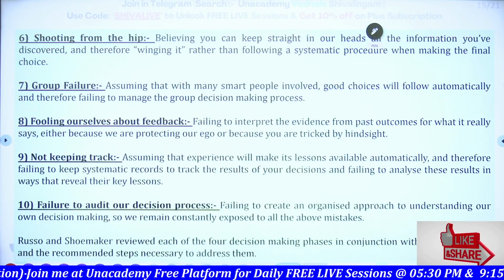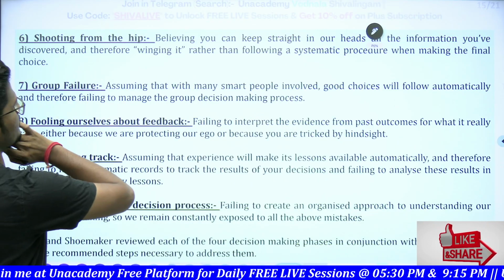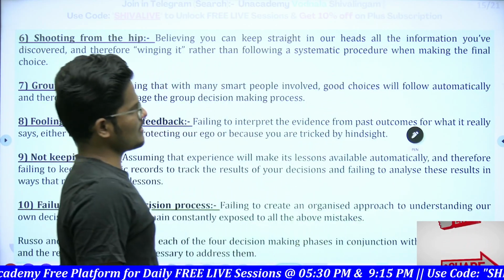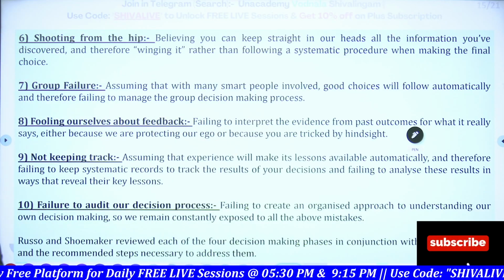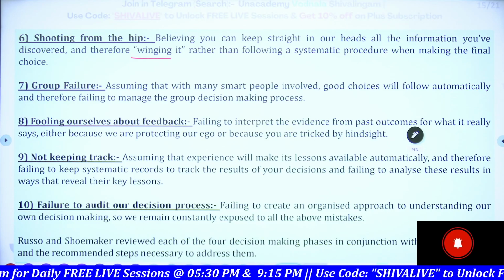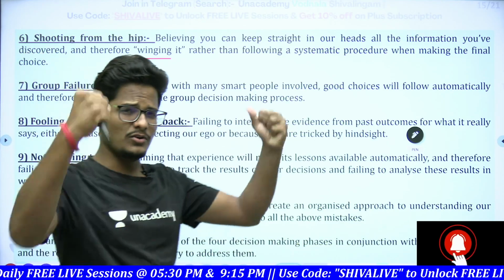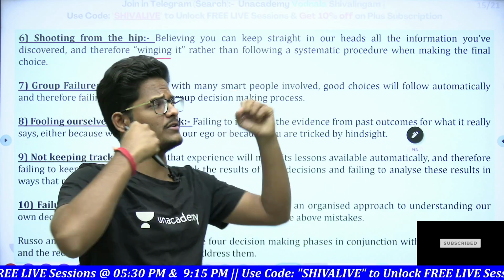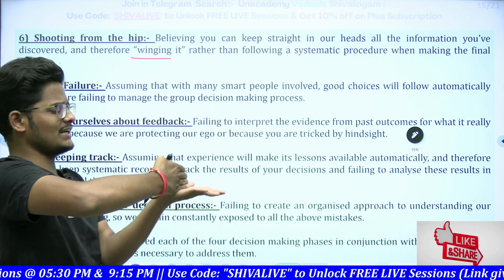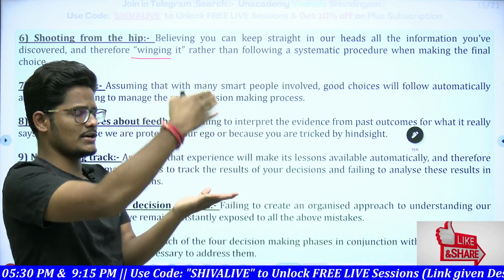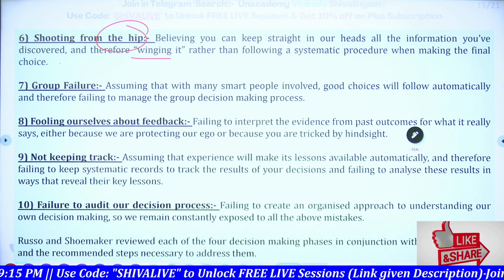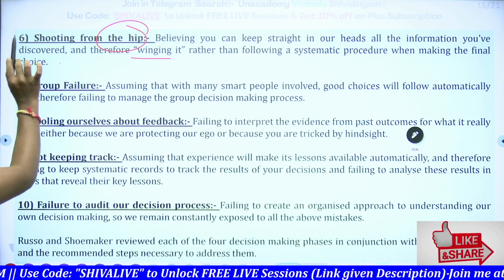Next, trap number 6, shooting from the hip. That is believing you can keep straight in our heads all the information that you have discovered, therefore winging it rather than following a systematic procedure when we are making a final choice. You collected a lot of heavy information, but you are not in a position to put that information in a systematic, orderly manner to take a final decision. That's what shooting from the hip is. You are not following a systematic procedure. Decision trap number 6.